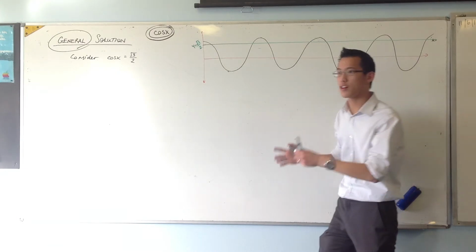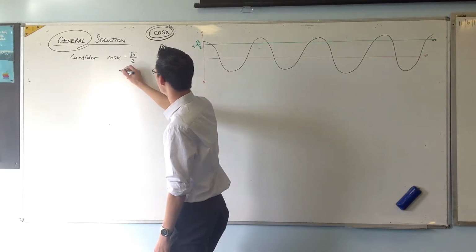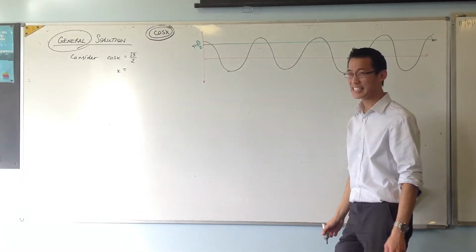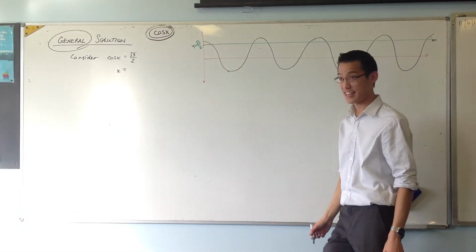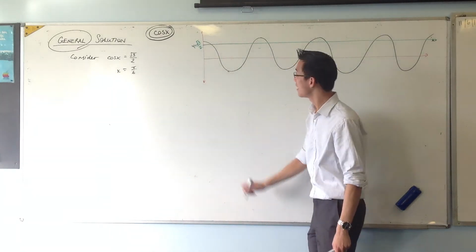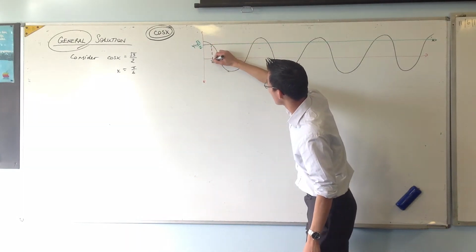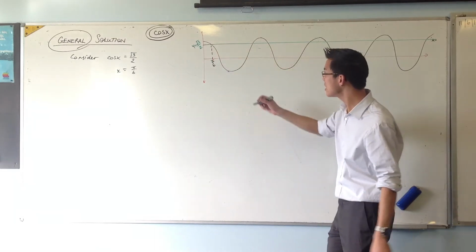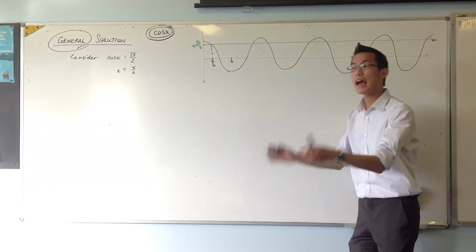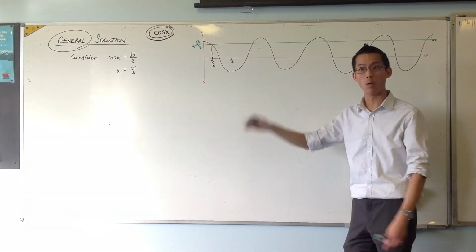Now, where's the first solution going to be? Think to your exact values. Your first solution for this equation is pi on 6, okay? Cos of pi on 6 is root 3 on 2, right? So that corresponds to here, which is not too bad. It's a bit off because that's meant to be pi, but you get the idea.